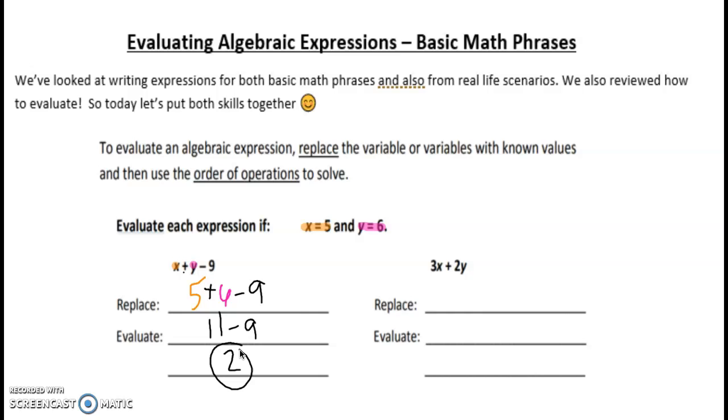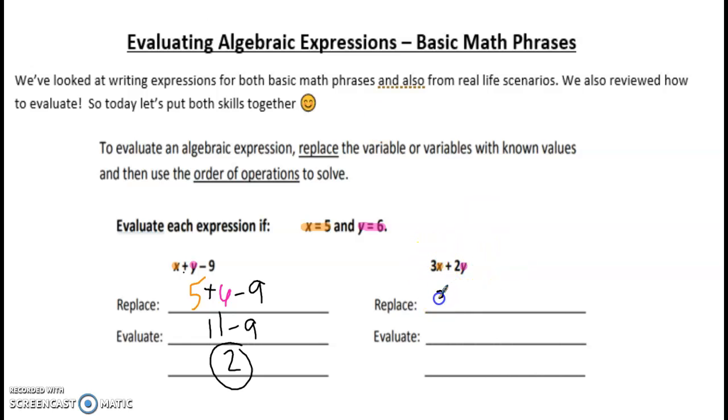You can use a calculator for the computations, guys. Just make sure that you're entering things correctly and looking logically at your answer. All right, second expression: 3x plus 2y. Again, we have an x here, and according to our problem, x is 5, and y is 6. So we're going to take those out and replace them.